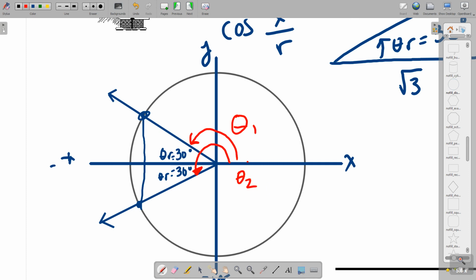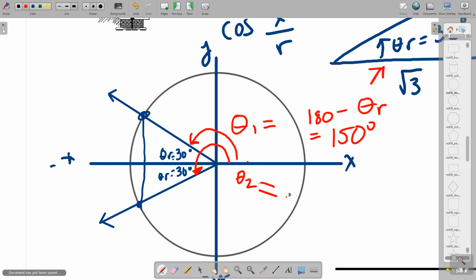That angle. How do we calculate them? Well, theta 1 is 180 degrees take away the referent. Once you identify the referent, you're golden here. What's the referent? 30. What's 180 take away 30? 150 degrees. That is the first angle that satisfies.